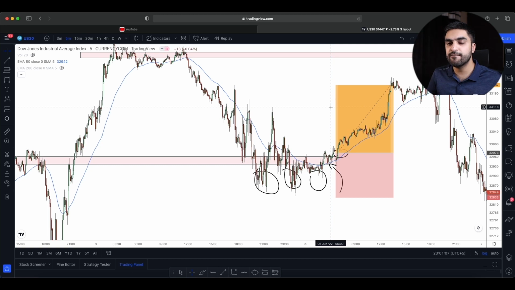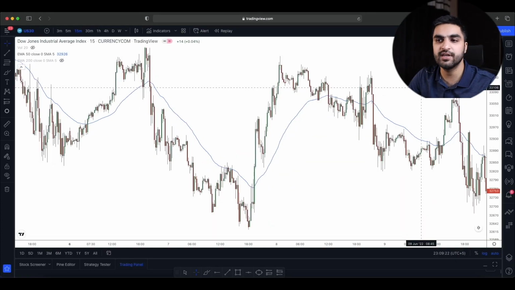So far we have seen 2 trade examples. Now let's see one more trade example so you can understand it even better. So here is the last example of the US30 scalping strategy.